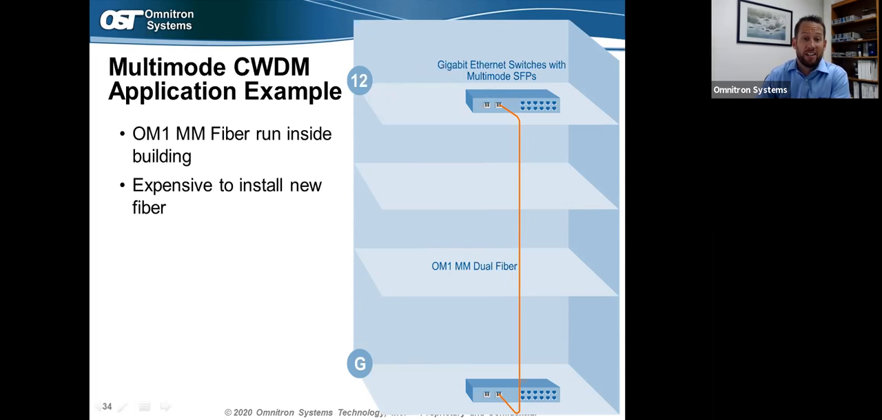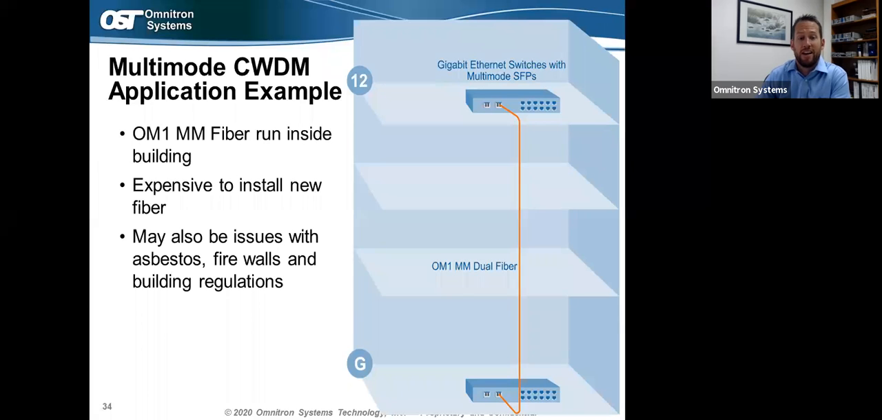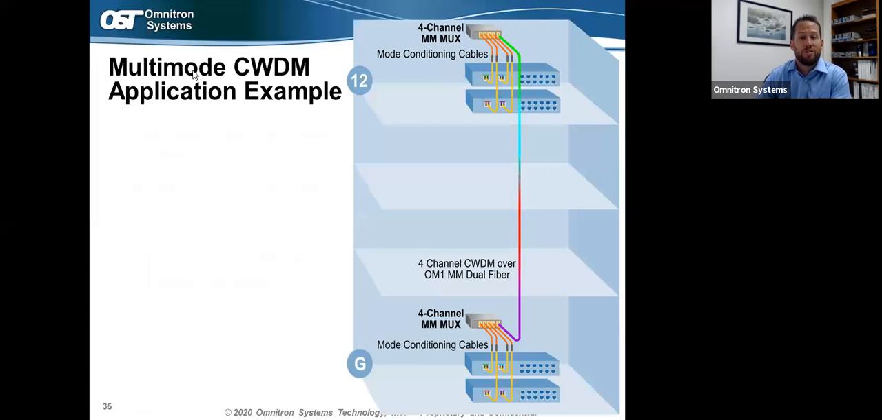And it's very, again, expensive to install new single mode fiber to do your multiplexing. And there may also be issues such as asbestos or firewalls or building regulations preventing you from pulling out this cable and adding new fiber cables. So what you can do is use a 4-channel multi-mode mux here and send all of that data up this multi-mode cable all the way up to the top floor.